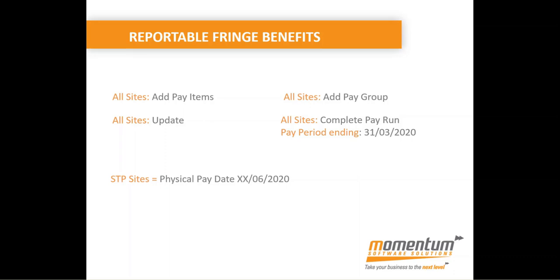So what you can see here is a summary of what needs to be done as far as reportable fringe benefits tax within Advanced People. You need to make sure you have pay items, that you have a pay group set up, and that when you actually do your pay run, you need to make sure that the pay period end date is the 31st of March or prior, and that the physical pay date is current. You do not backdate this to 31st of March.